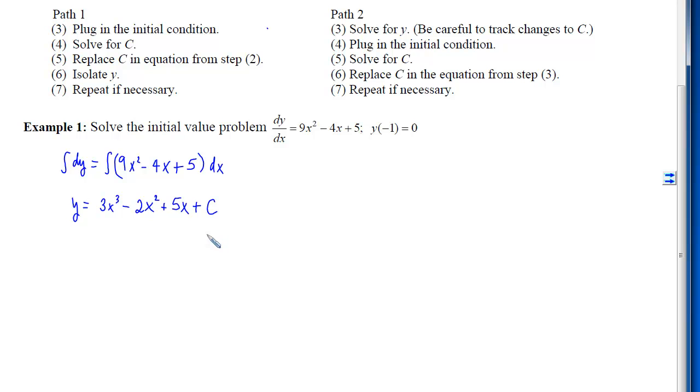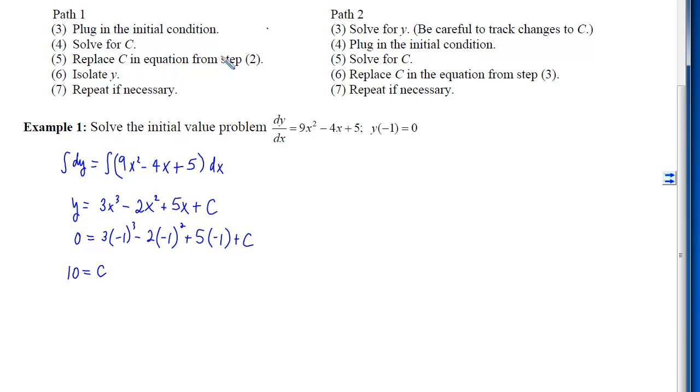So now we've done step 1 and step 2, and we're going to choose path 1. Step 3 is to plug in the initial condition. So here I've got a y that is a 0 when x is a negative 1. So I plug in that point just like we did forever ago in chapter 4, and we solve for our c. So this is a negative 3, minus a 2 is a negative 5, minus a 5 is a negative 10. So if I move that to the other side so c is isolated, I've got c is now 10.